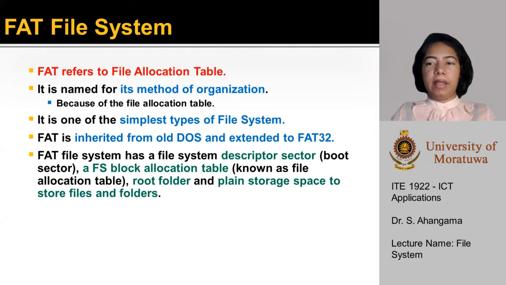It is one of the simplest types of file systems. FAT is inherited from old DOS and extended to FAT32. It has a file system descriptor sector or the boot sector, a file system block allocation table, also known as the file allocation table, a root folder, and plain storage space to store files and folders.